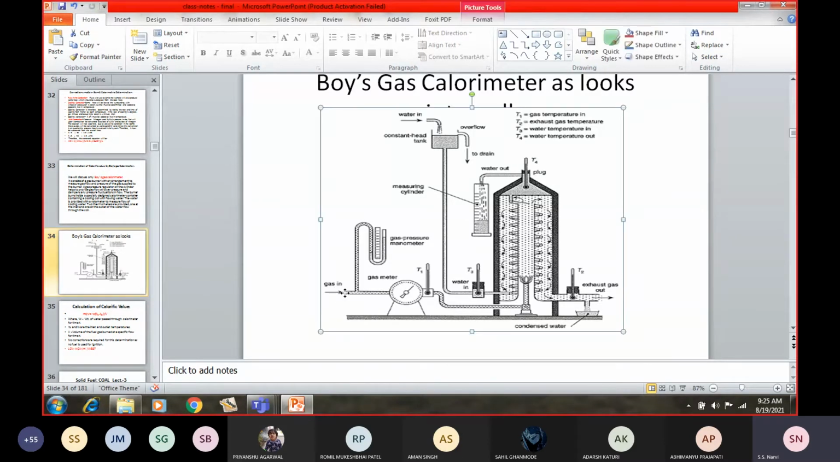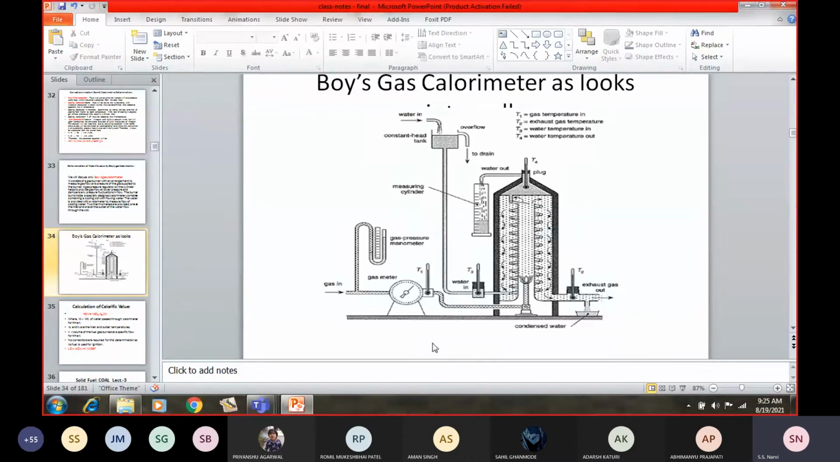You will first of all measure the pressure of the gas here, because you are starting it, so that time is 0. So T0, the pressure of the gas at time 0, you can note down. Then you run the experiment, you collect this water which is flowing here, you collect the condensed steam, isn't it? And then you do the experiment for 3-4 minutes.